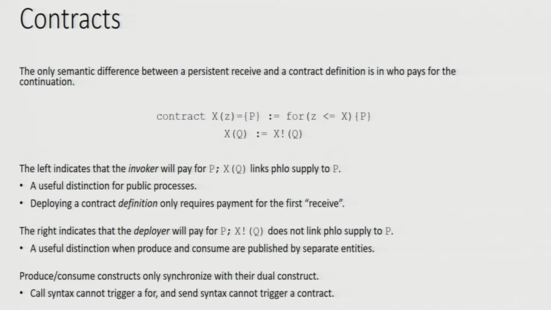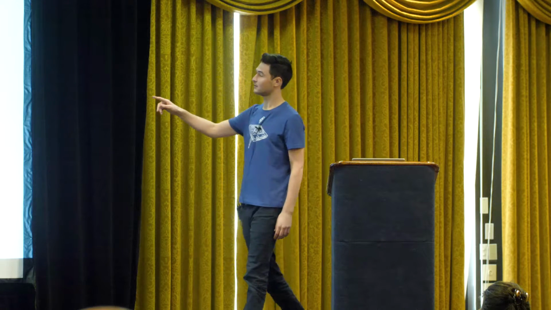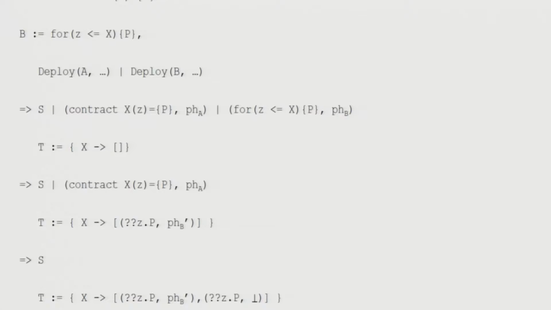And as my comments indicate, it's useful for determining when you want to pay. And also worth noting that sends, x bang q, will not synchronize with the contract x of z equals p. So those will fail to interact. Similarly for call syntax and the persistent for. So before I go on, are there any questions? Cool. Let's see an example.